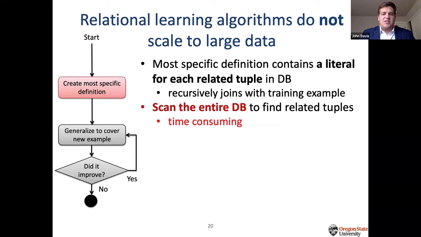The primary challenge inhibiting widespread adoption of relational learning is that it does not scale well with data. This is because the most specific definition over a large data set may become far too large with the extensive amount of joins possible. Additionally, scanning all related tuples may cause extreme overcomputation.